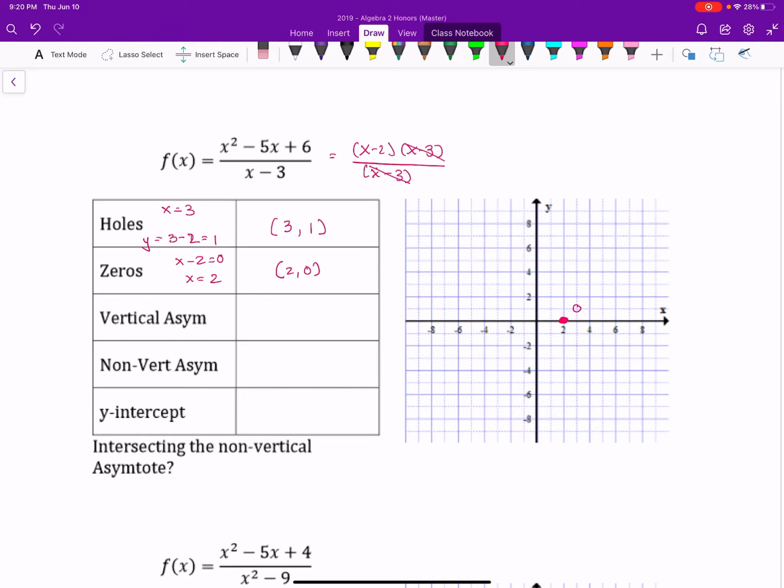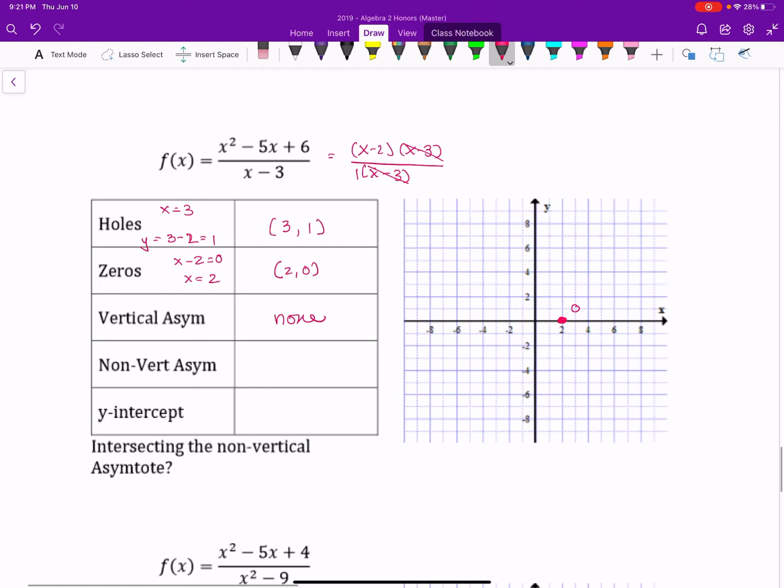Vertical asymptotes, but look, I reduced everything. So in this case, it has none. There's nothing left in the denominator other than a 1. There's no variable left in there. And the same for non-vertical asymptote. In this case, there is no non-vertical asymptote. It's just the function itself because once you reduce and take care of the hole, it's no longer a rational function.